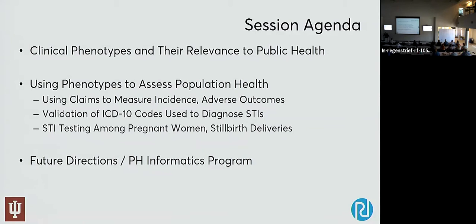And then I'll talk to you about some of the research we've been doing to use phenotypes to assess population health. So we'll talk about claims data. We'll talk about some sexually transmitted infections, and I promise I won't show any images. And then our current work that's underway now relates to maternal and child health. So we're going to run the gamut, if you will, of public health this morning into the afternoon. And then I'll talk a little bit about our future directions, where we're going with our public health informatics program.